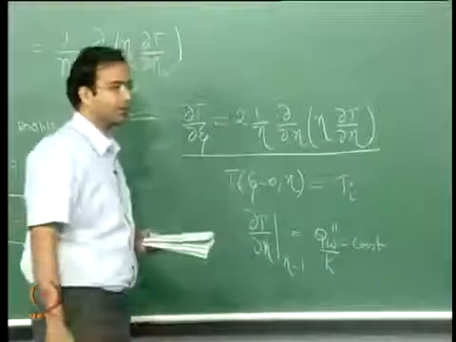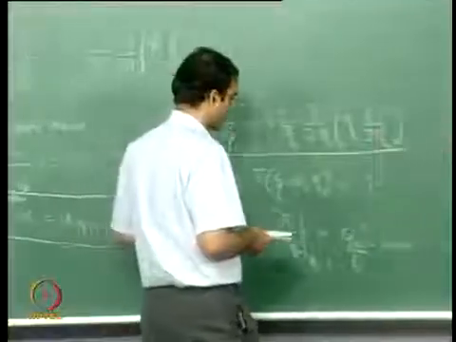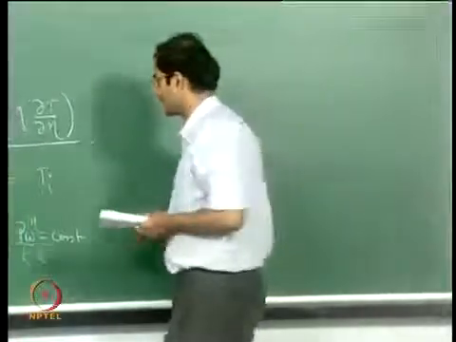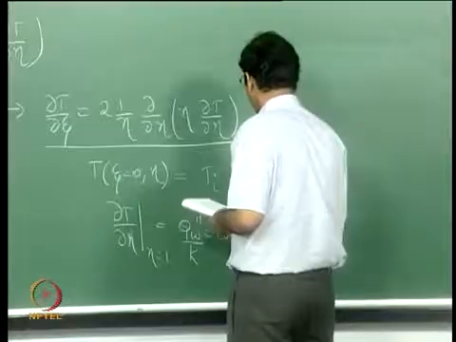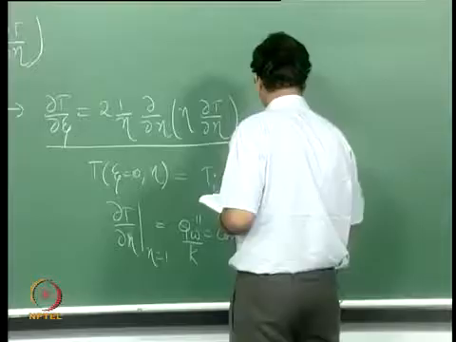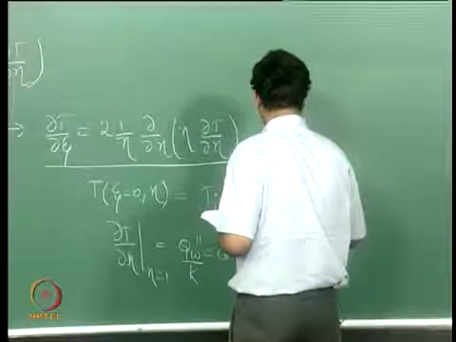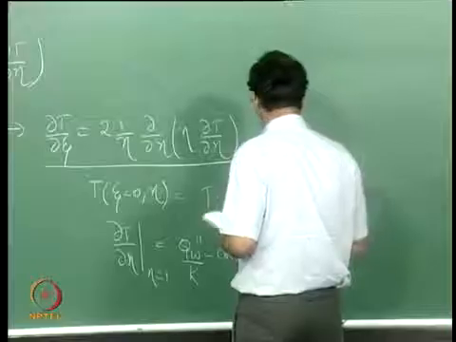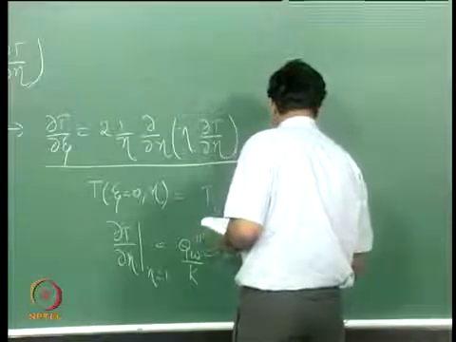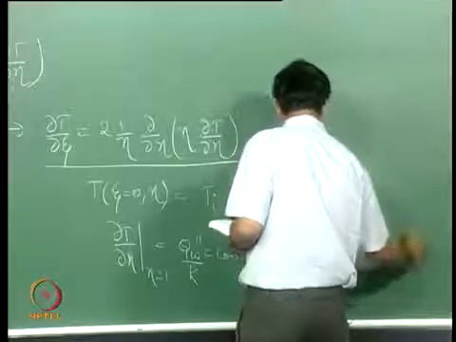And what is the other boundary condition? At eta equal to 0, t should be finite, or dt by d eta at eta equal to 0 should be 0. So this implies symmetry in the profile. Or this also is equivalent to saying t at eta equal to 0 should be finite.